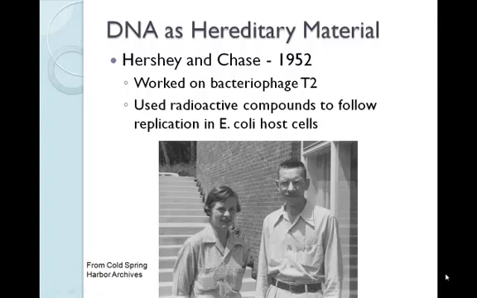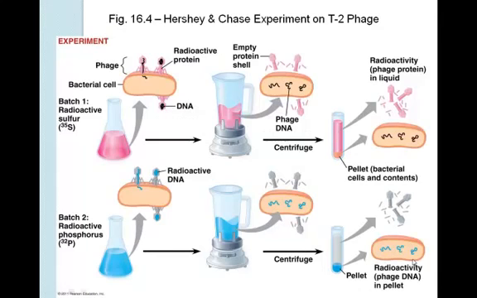The bacteriophage proteins were tagged with the radioactive element S35. Since proteins have sulfur atoms and DNA doesn't, all of the radioactivity ends up in the proteins. To label the DNA, they used P32. Again, phosphorus is found only in DNA and not in proteins, so all the radioactivity ends up in the DNA.